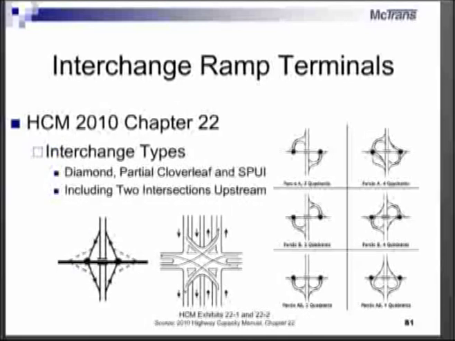So these are the different flavors of interchange types. A diamond interchange on the lower left, the one in the middle is a single point urban interchange design, and on the right you see 6 different flavors of partial clover leaves, all with signals at the base. The unsignalized flavors of these are not modeled.